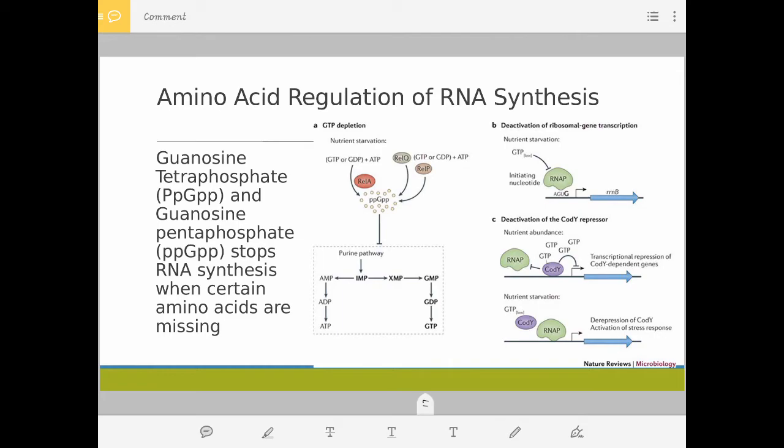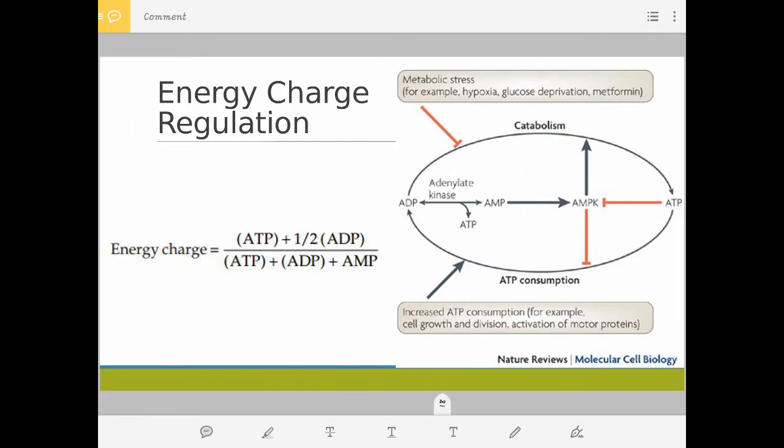Since you are missing an amino acid, you do not want to transcribe anything. So the thing here is that ppGpp can sense the absence of an amino acid, or that there's a missing amino acid, so it actually stops the production of nucleotides, especially GTP. So that if you cannot produce GTP, you cannot transcribe anything, or even replicate anything. So that's amino acid regulation.